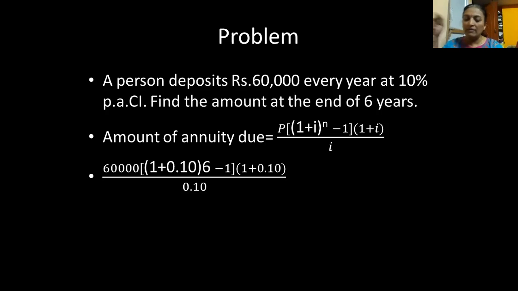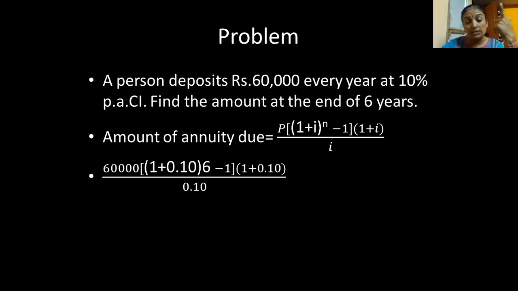And the whole thing should be divided by I, that is 0.10. So the bracket should be considered first: 1 plus 0.10 raised to the power of 6. That is 1.10.